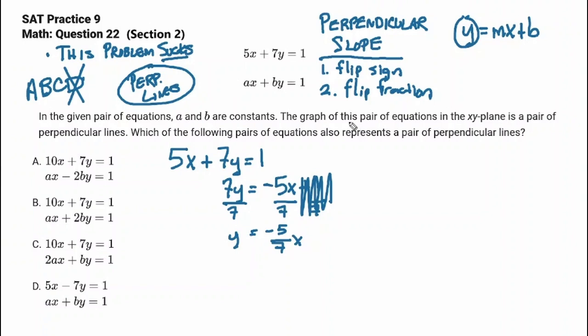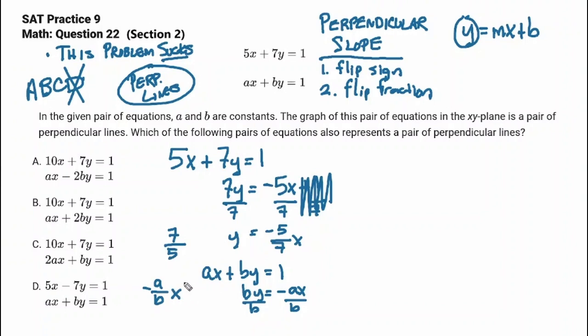If we flip the sign and flip the fraction, it becomes positive, and we flip it, so it's going to be 7 over 5. So, all right, now we're going to do that line, ax plus by equals 1. Again, we've got to get it in this form. So it's by equals negative ax, and this plus 1 doesn't matter. All we're dealing with is slope. We're going to divide through by b to get y by itself, and we end up with negative a over b x.